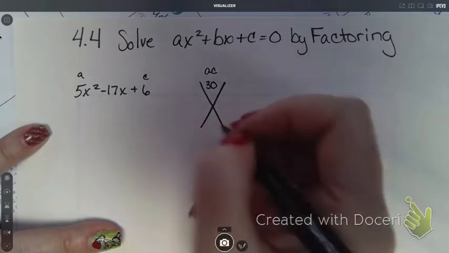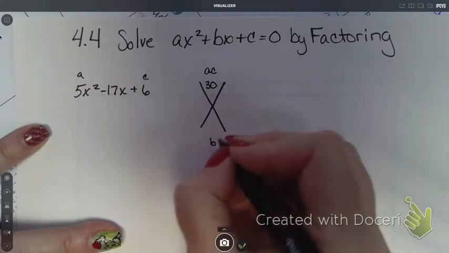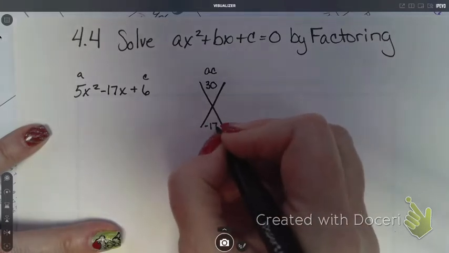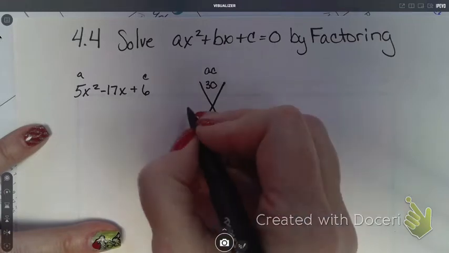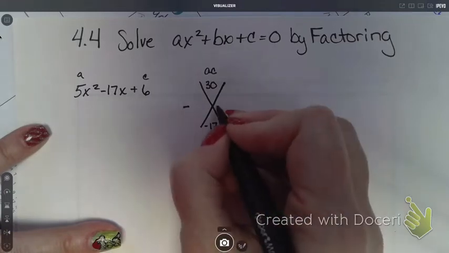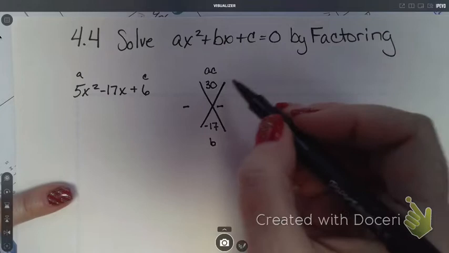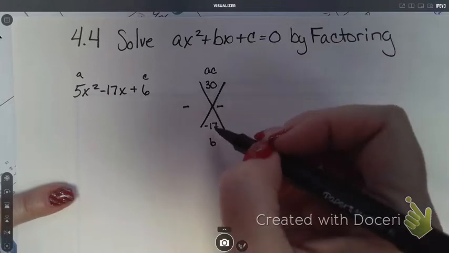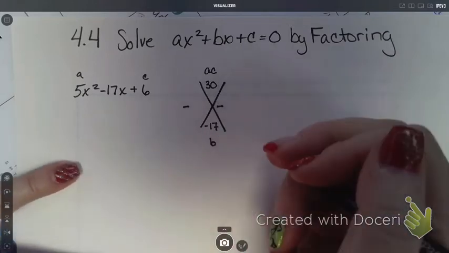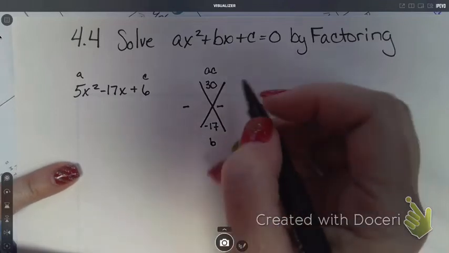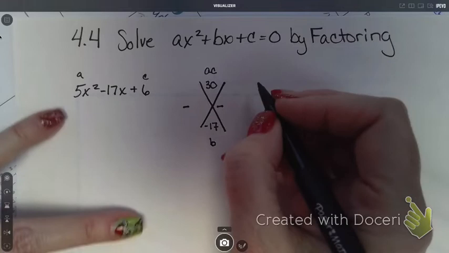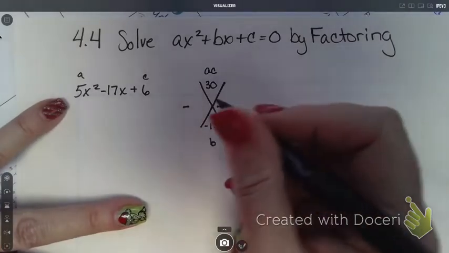And what goes down at the bottom? Negative 17. So since the 30 is a positive and the 17 is a negative, both of these are going to be negative. So I need the factors of 30 that add to 17. Now, here's a hint. It's 15 and 2, but I want to show you guys something.